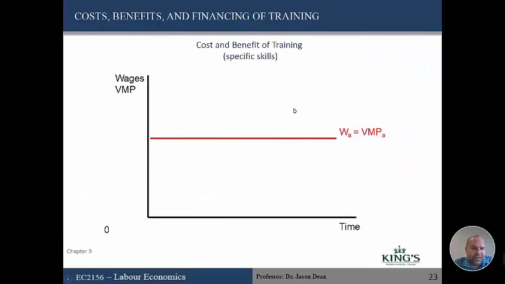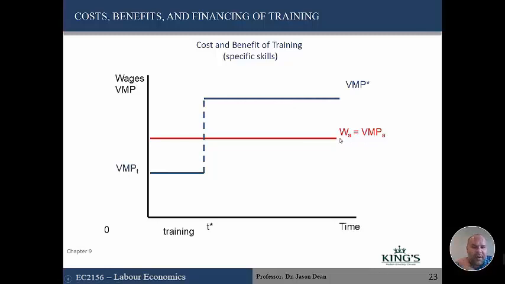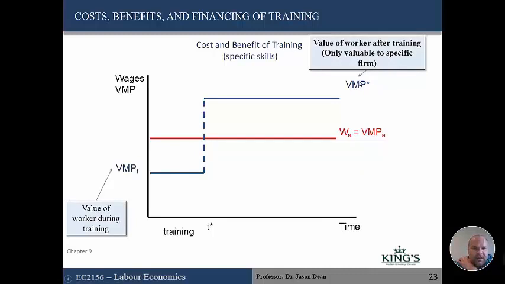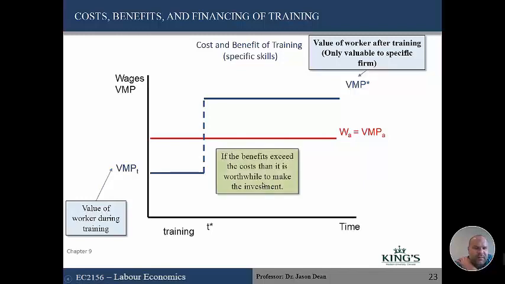What about specific skills? So again, suppose this is the wage a person can get in the market without the training. Okay. During the training, this is the value of the worker. And this is the value of the worker after the training, but only at that specific firm. Okay, so now, would the worker be willing to forego earnings to get this training or no? Well, first of all, the benefits would have to exceed the costs.